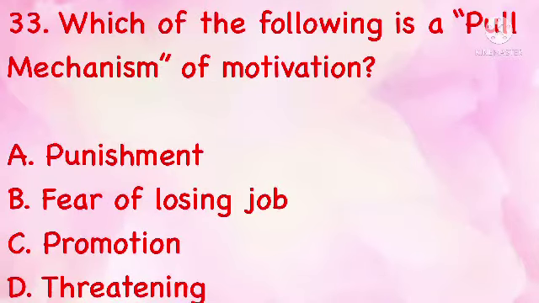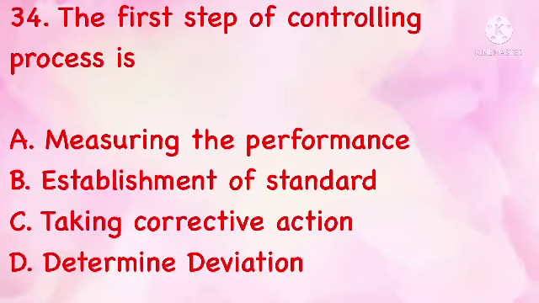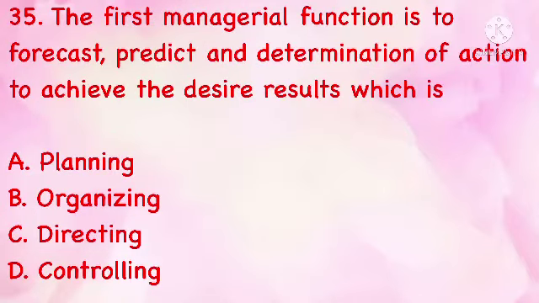Formative. Which of the following is a pull mechanism of motivation? Punishment, fear of losing job, promotion, threatening. And the correct answer is C. Promotion. The first process of controlling process is measuring the performance, establishment of standard, taking corrective action, determine deviation. And the correct answer is establishment of standard. The first managerial function is to forecast, predict, and determination of action to achieve the desired results is planning, organizing, directing, controlling. And the correct answer is A.